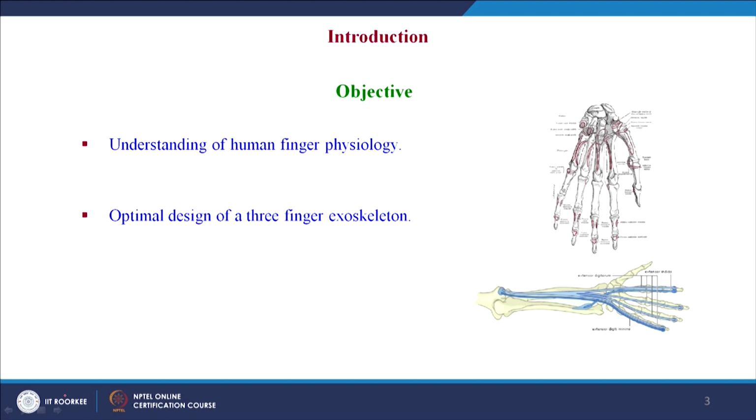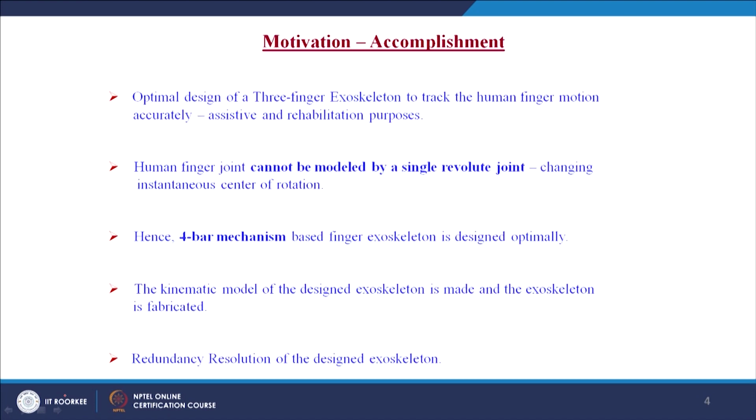Coming to the introduction, the objective is to understand the human finger physiology, how the links are connected by the joints, the physiological joints, so that we can design an optimal exoskeleton for the 3 fingers, that is for the index, middle and thumb digits.